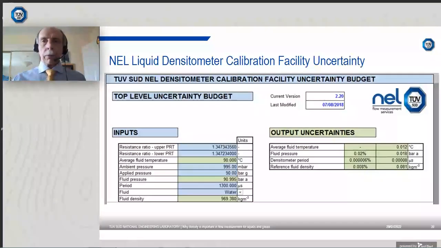Obviously, we've got an uncertainty budget for our measurements of our temperatures, pressures, and our reference fluid densities. And we end up with an uncertainty of, well, depending on the reference fluid and the range of conditions, certainly better than 0.01%.